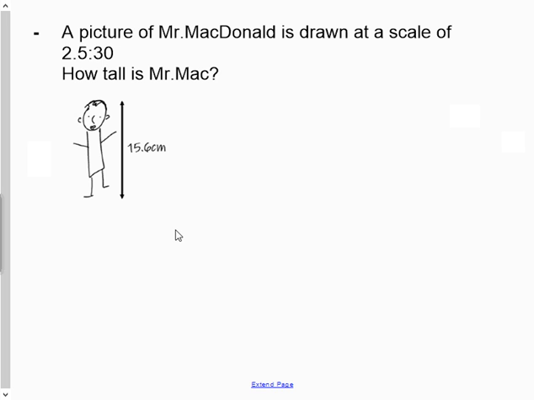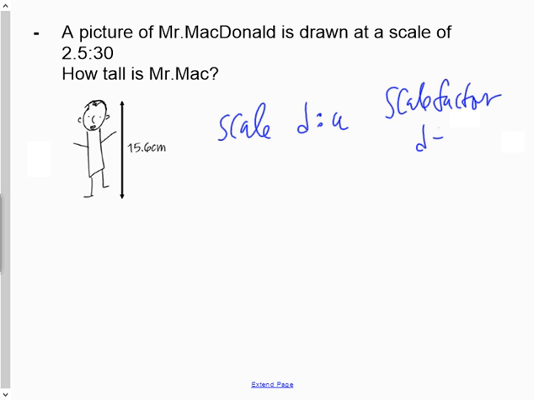The first question gives you a picture of me, and it says this is drawn at a scale of 2.5 to 30. How tall is Mr. Mac? So the first thing you have to remember in this question is that scale is diagram to actual, or D to A. And your scale factor is the diagram divided by the actual.